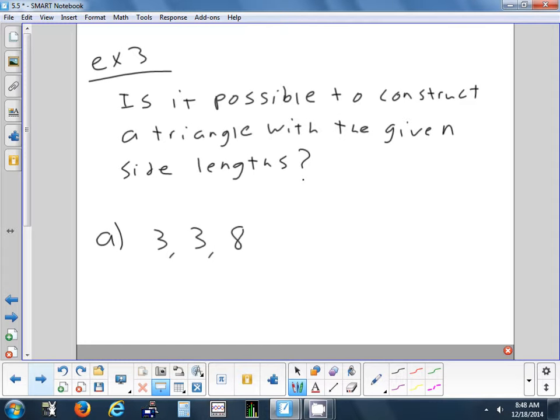This time I'm not going to have you try to figure out the third length. I've already figured it out, and I want to know, is it possible to make a triangle with sides of 3, 3, and 8? It'll be a yes or no, and if it's no, show me what doesn't work. Dakota, what do you think?